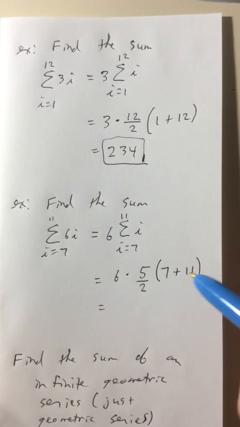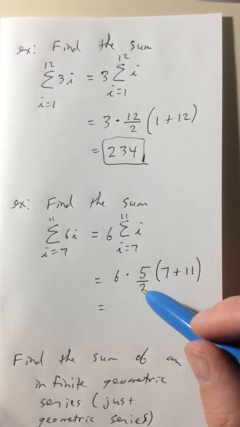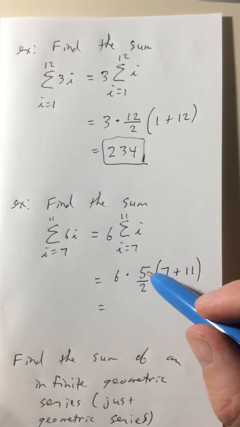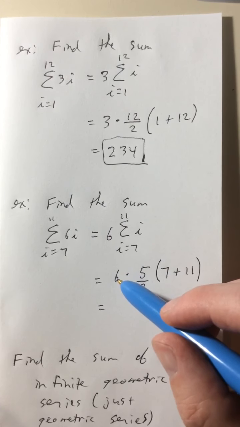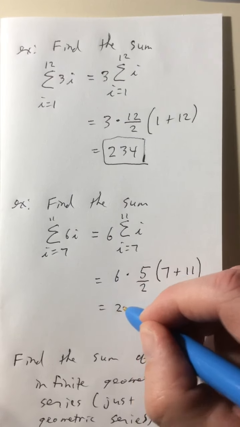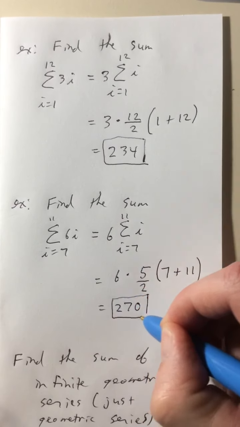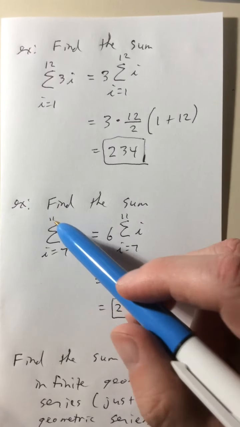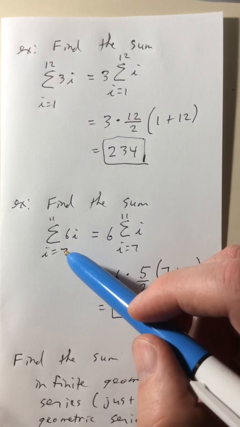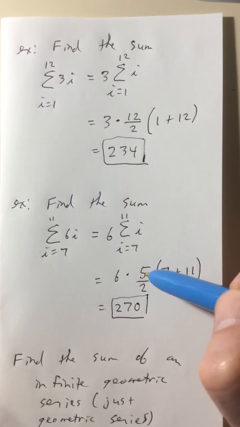So 7 plus 11 is 18, divided by 2 is 9, times 5 is 45, times 6 is 270. 270. So again, just plug in the numbers, and remember the little trick here. Right, 11 minus 7 is 4, but that means there are actually 5 terms. 5 goes right there.